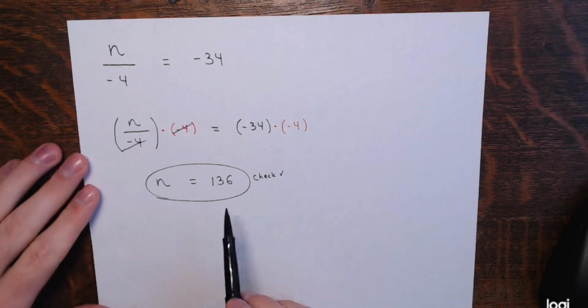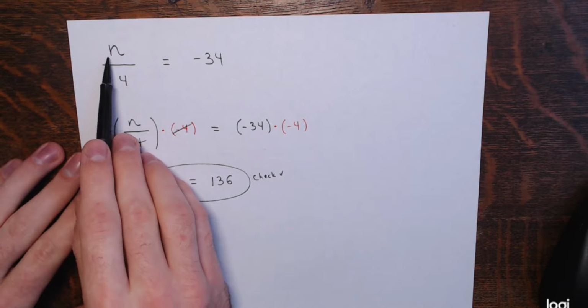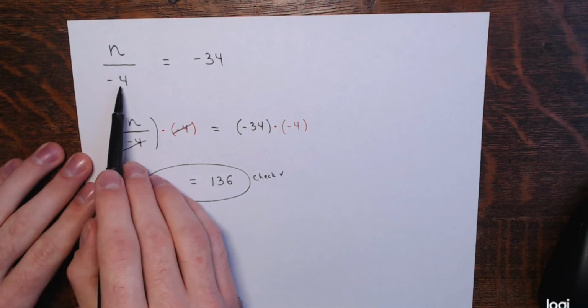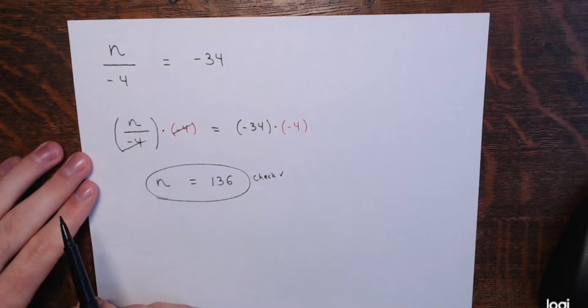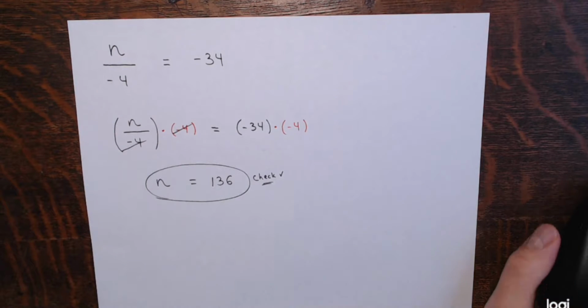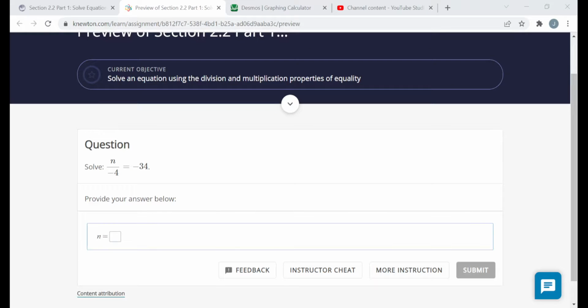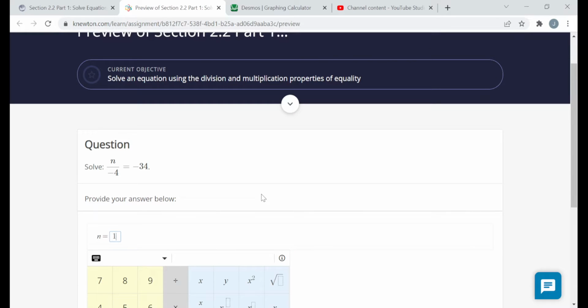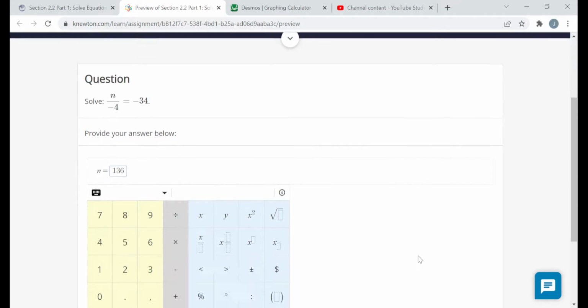So check, plug this back in. 136 divided by -4 is indeed -34. So this works out. This makes that a true statement. And that's what I'll enter back in the assignment. It already has the n equals, so I'm just putting the number, right? The solution, 136.